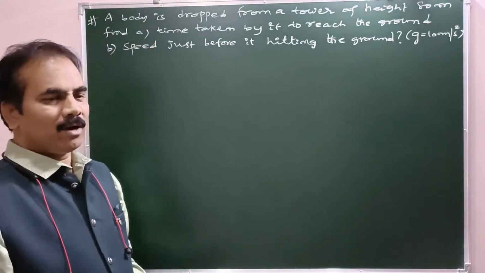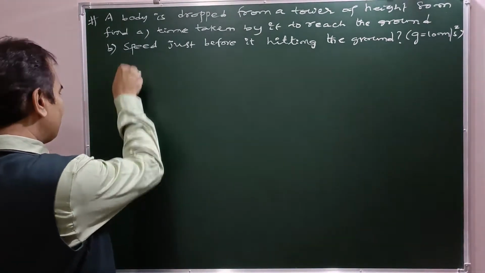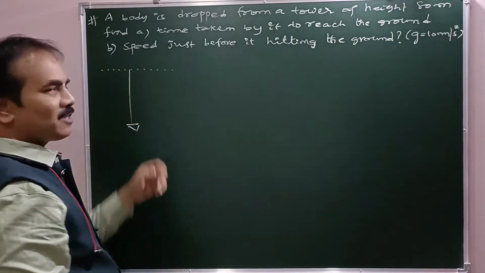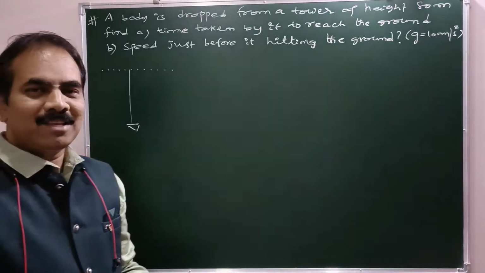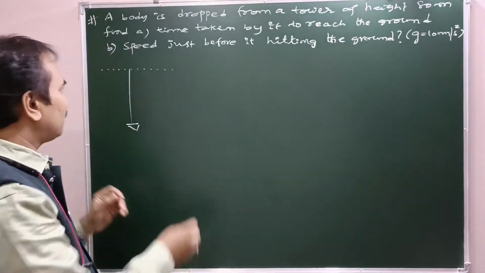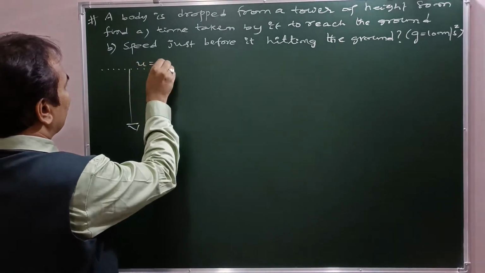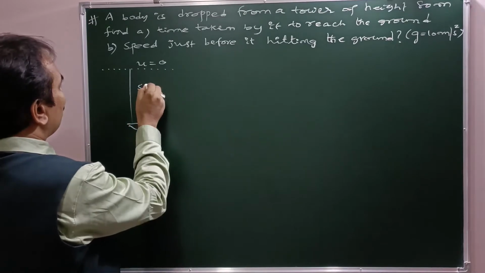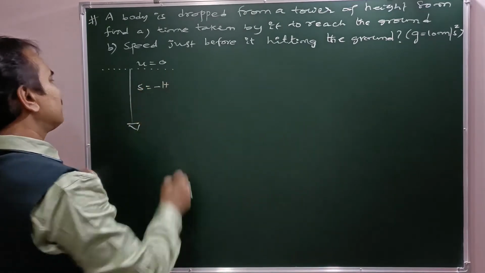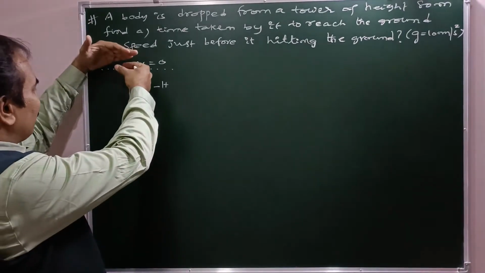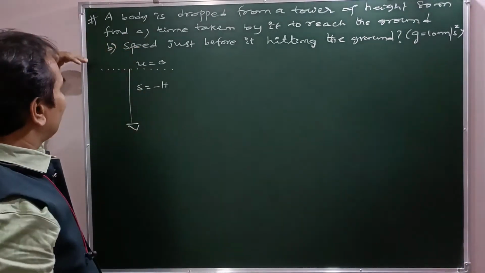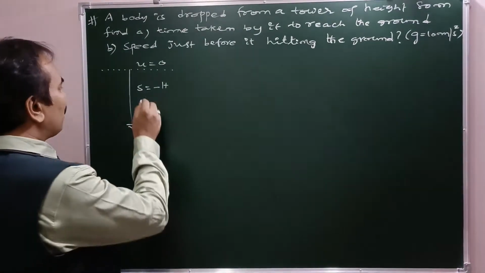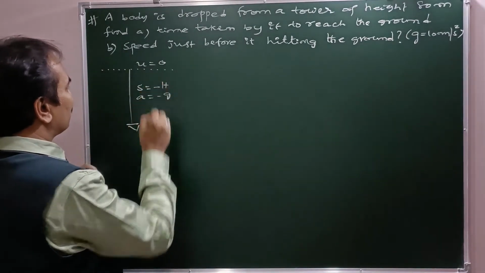Here freely falling body, right? This is what reference line, the reference line from which body is dropped. Dropped in the sense initial velocity 0, that is u equal to 0, right? Now displacement covered s equal to minus h. Am I right? Why? Because body moving along straight line vertically below the reference line. So s equal to minus h. Now what about acceleration? a equal to minus g.